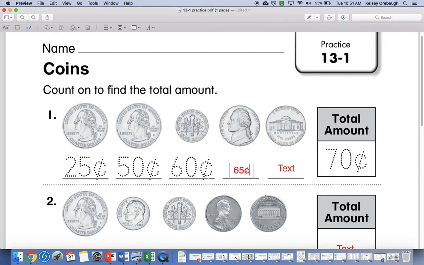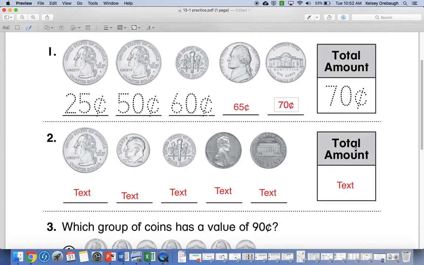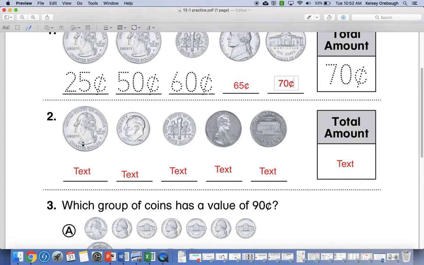65 cents. Notice that your cent symbol, this is a cent symbol, comes after the amount. Okay? And 5 more cents. 65 plus 5 is, they've given us the total here, 70 cents. Okay? 25, 50, 60, 65, 70. Total is 70. Okay, let's look down here.